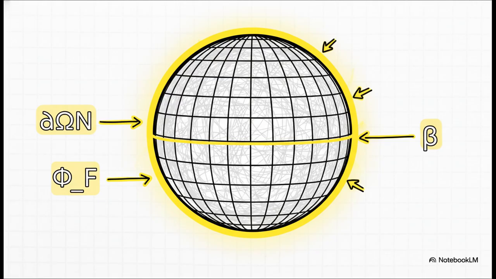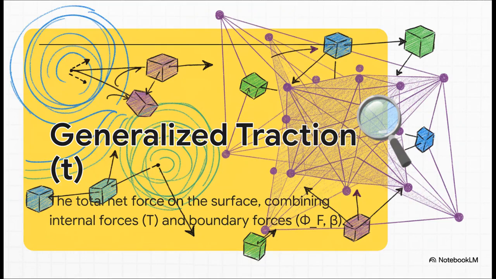It introduces concepts like surface energy, which is kind of like the energy cost of creating a new surface, and effective pressure, which is the pressure the material pushes back with. These two ideas are absolutely key to understanding how an object is sort of stitched into the world around it. So, what do you get when you add up all the internal forces pushing their way out and all the external forces pushing their way in? You get something the theory calls generalized traction.